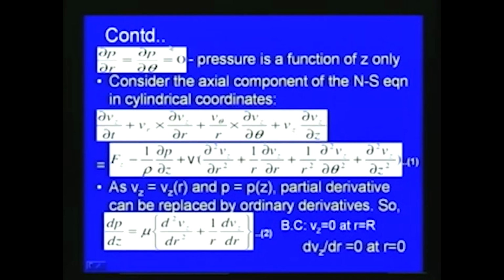Now for this particular problem, the pressure is a function of z only. That means the pressure varies only with respect to the length of the pipe. So we can write del P by del r and del P by del theta are both 0. That is, del P by del r is equal to del P by del theta is equal to 0. So pressure is a function of z only.